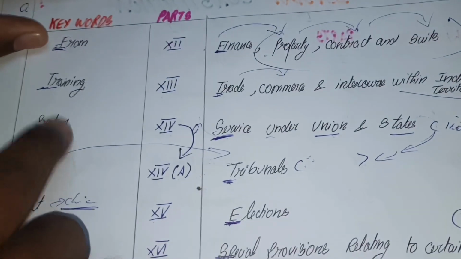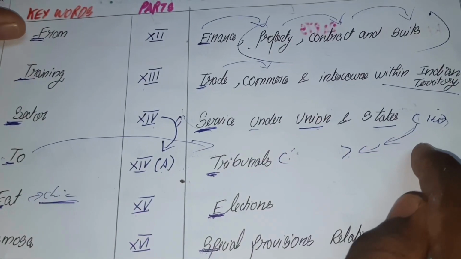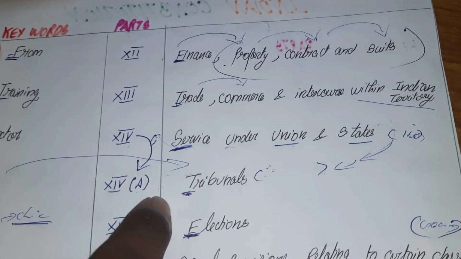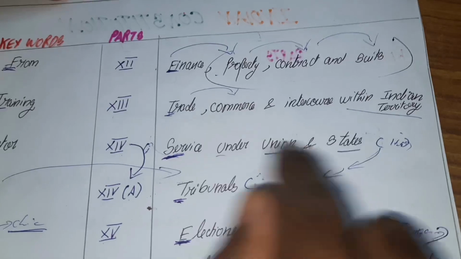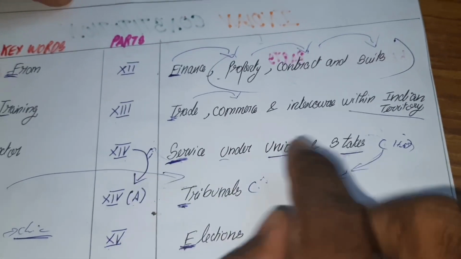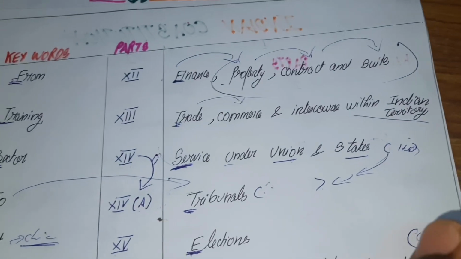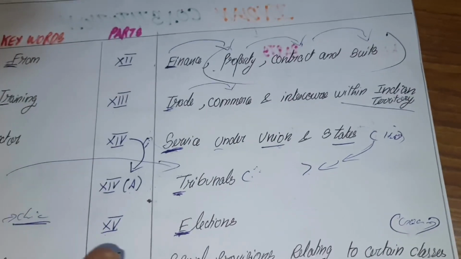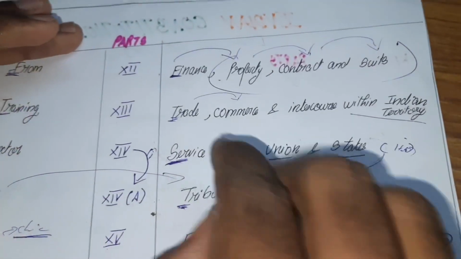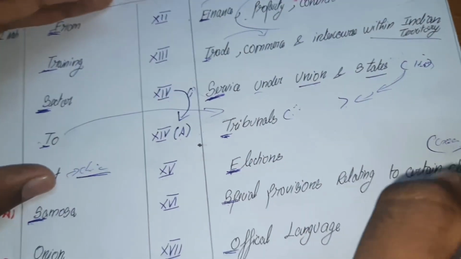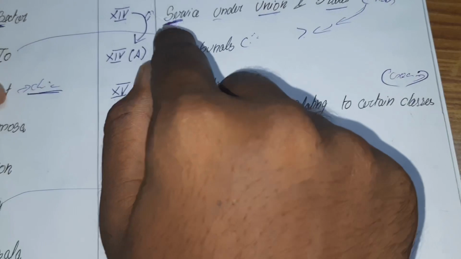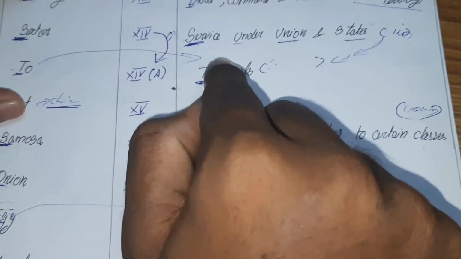And the word "sector", the first letter S, denotes services under the Union and States, which is the 14th part. And the first letter T denotes tribunals, which is 14th part A. There is another way to remember this 14th A: if we give a service to any car, say a Honda City bike, we give the Honda City bike to the specific company. So there is a specific thing. Likewise, a tribunal is also a specific thing, a specific court. A tribunal is like a court which deals with some specific things, like the Green Tribunal or the Industrial Tribunal. So if service means tribunal, the specific thing comes.